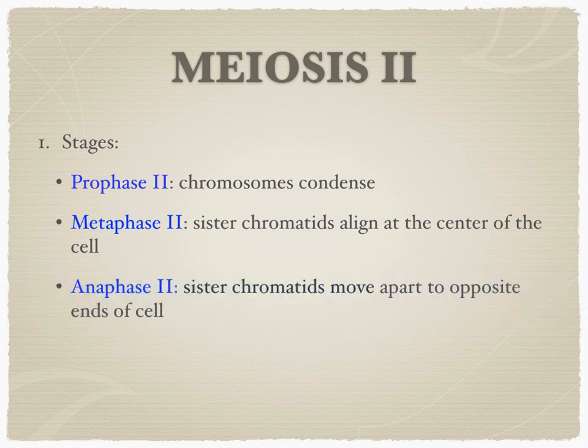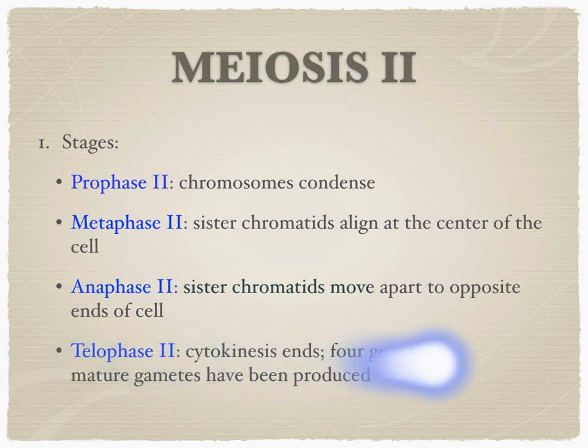Anaphase 2, those sister chromatids are going to be pulled apart and move apart to opposite ends of the cell. And then lastly, we have telophase 2, in which cytokinesis ends, and our end result is 4 genetically different mature gametes that have been produced.